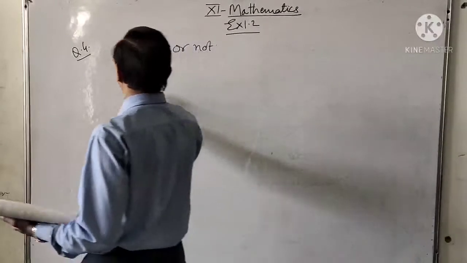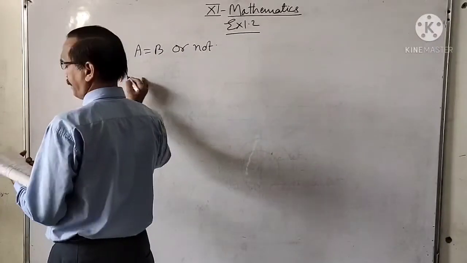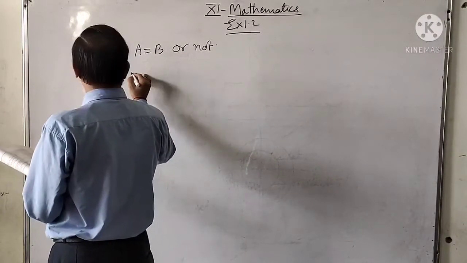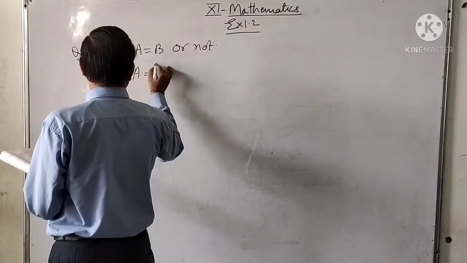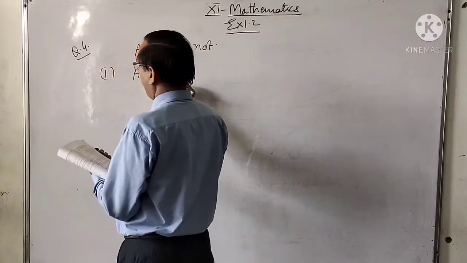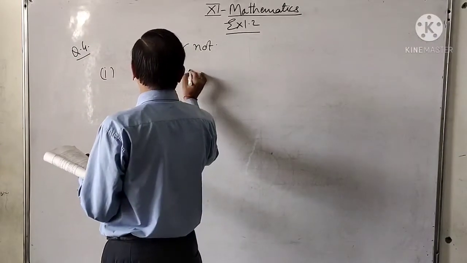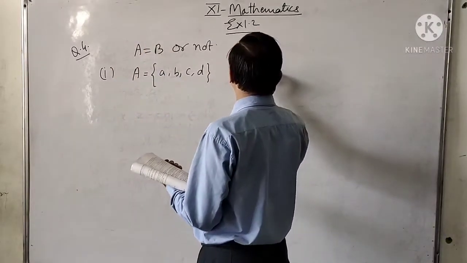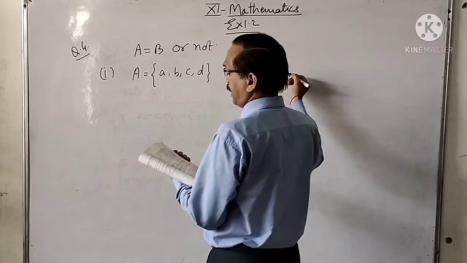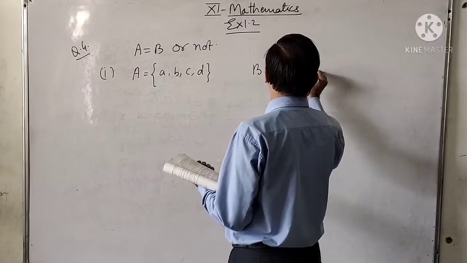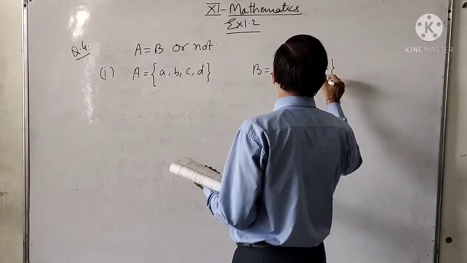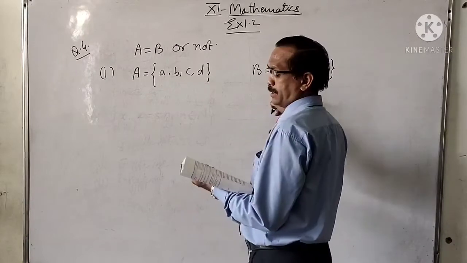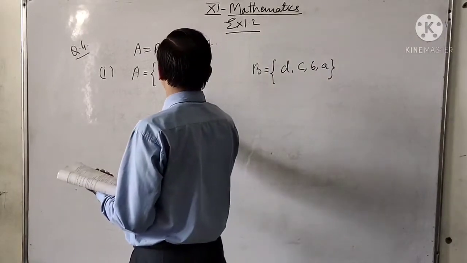So in the first part, A equal to elements a, b, c, d. In B, there is d, c, b, a. It is also a, b, c, d. So here A equal to B.